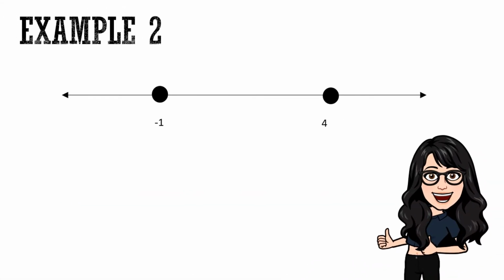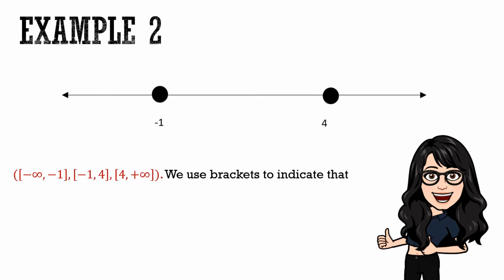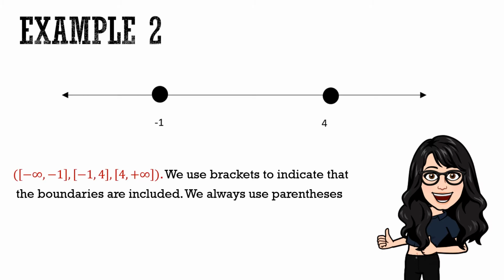Example number 2. In this example, as you notice, the two given boundaries are in closed circles. Therefore, I can write it as open parenthesis, negative infinity and negative 1 close bracket, open bracket negative 1 and 4 close bracket, open bracket 4 positive infinity close parenthesis. Remember that we use brackets to indicate that the boundaries are included. We always use the parentheses for the negative and positive infinities.